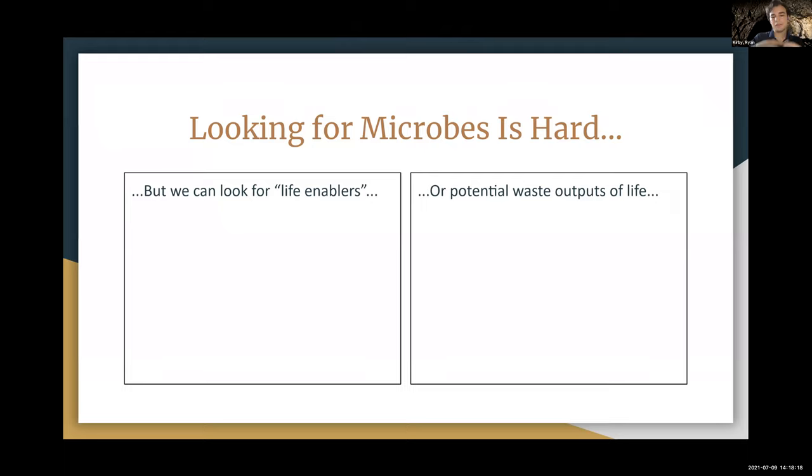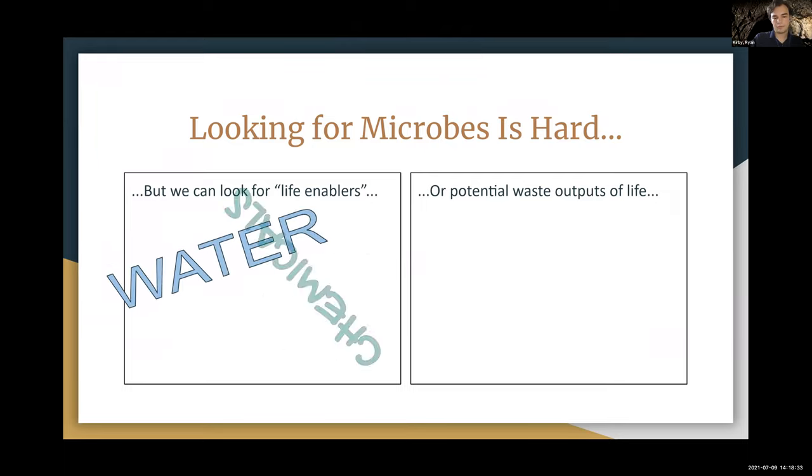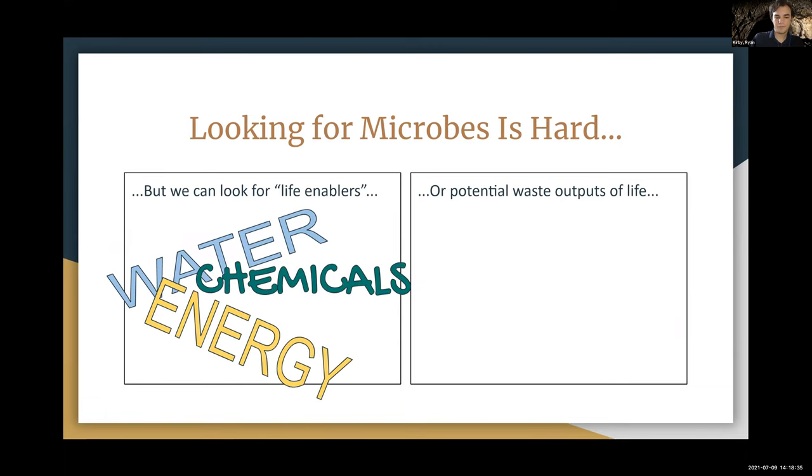And so while looking for life itself is hard since they're so small, we can look for certain things that can tell us where we should narrow our search for life. And so these are two types of things. We have life enablers, like water, chemicals, and energy. And so anytime that we hear about water on another planet or anywhere else in the solar system, people get really excited because we know that water can enable life. It's the most important life enabler that we know of. But there's also other chemicals.